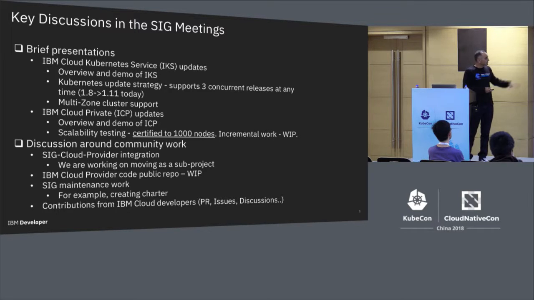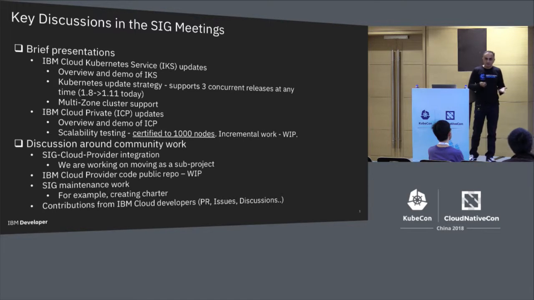We talked about different things, like what the update strategy is. On the IKS side, three releases of Kubernetes are supported all the time. We talked about things like scalability. Guangia was leading that work on the ICP side. A few months back, we talked about 1,000+ nodes certification. I think we're already working on 2,500 nodes now? Yeah, the work is in progress, and he will talk more on that.